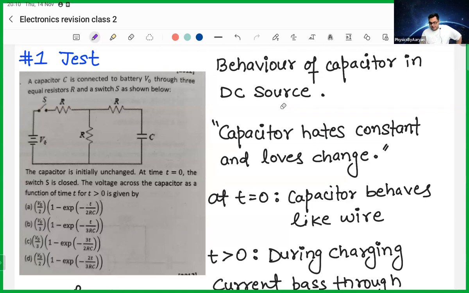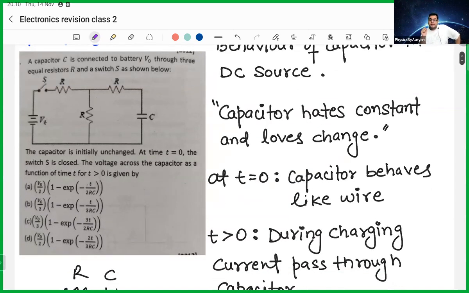One thing that you should always remember is that a capacitor hates constant and loves change. A capacitor does not like things to be constant. A capacitor wants changes to happen all the time. So that is the one-line statement you should always remember: a capacitor hates constant and a capacitor loves change.